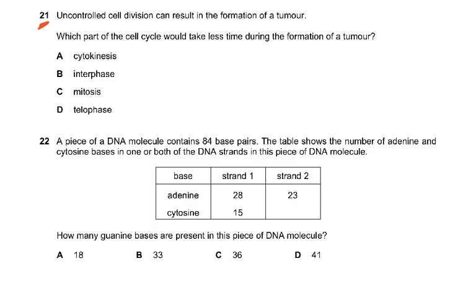Then a slightly difficult question: uncontrolled cell division can result in the formation of a tumor. Which part of the cell cycle would take less time during the formation of a tumor? You see, cells divide by mitosis. So if a cell divides by mitosis, then prophase, metaphase, anaphase, and telophase are going to be much faster. But the other phase, the interphase, is going to take less time. G1, S, and G2 are going to take less time because we're going to have uncontrolled cell division. That means more mitosis, more cytokinesis. But the interphase would take less time because this is going to be more rapid, and that is what results in a tumor.